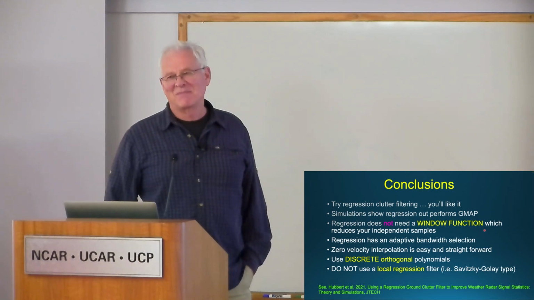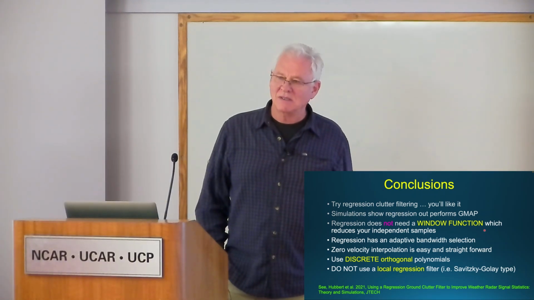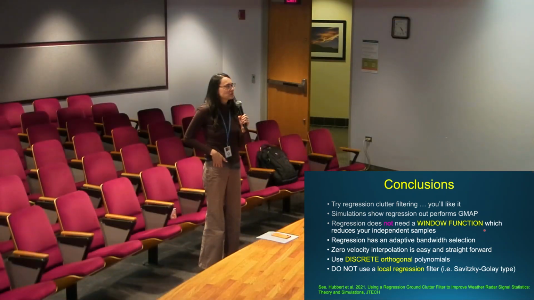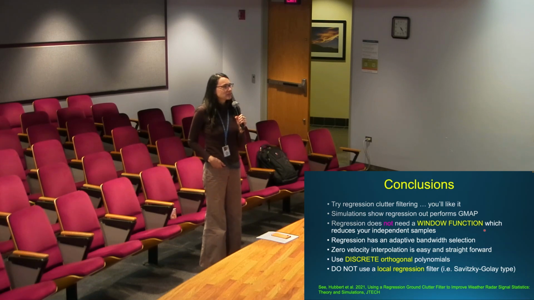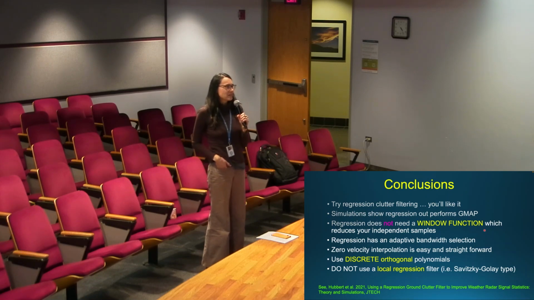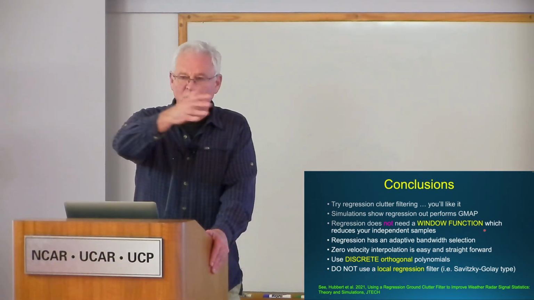So I have a question. If you show that the simulations using regression outperform the GMAP, and you're the PI for the next RAD that's funded by the National Weather Service, is there any move by the National Weather Service? Well, we're presenting that right now. We are trying to convince them of that. There's more to this whole story.